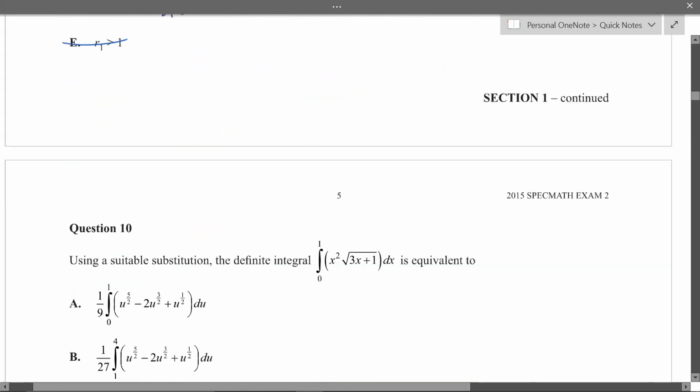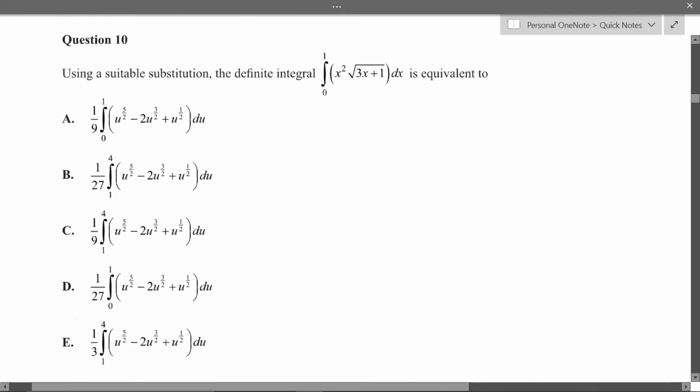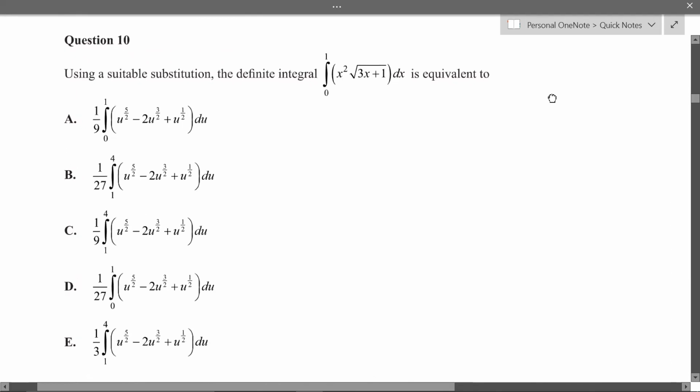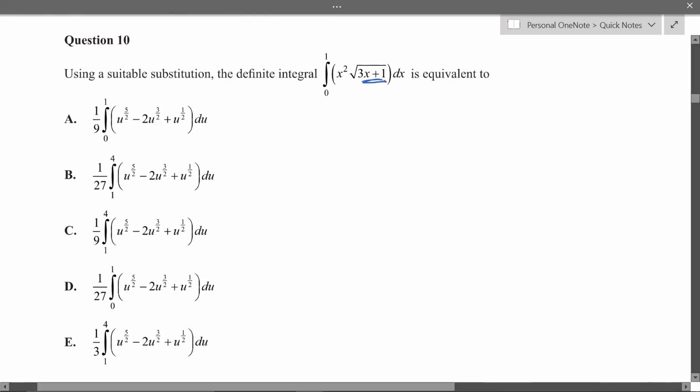Yep, so that's question 9. Question 10. So, suitable substitution. With this question, you kind of need experience, or just having done other questions, to know which part to substitute, but you can easily see that the 3x plus 1 is going to be the problem. So you get rid of the problem by substituting something else.